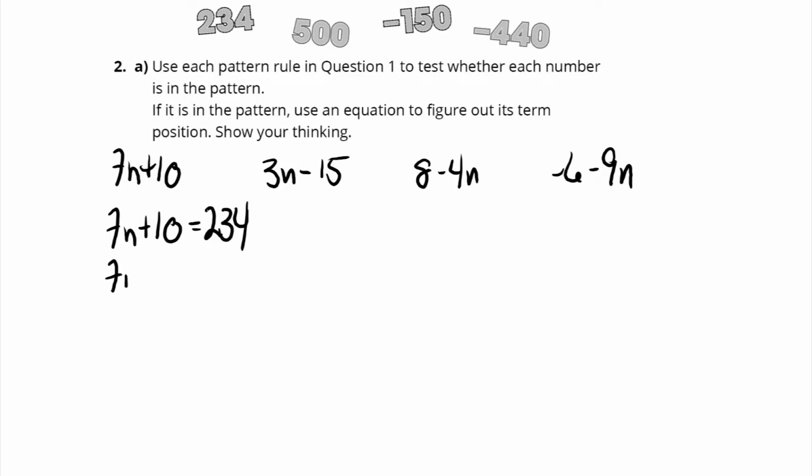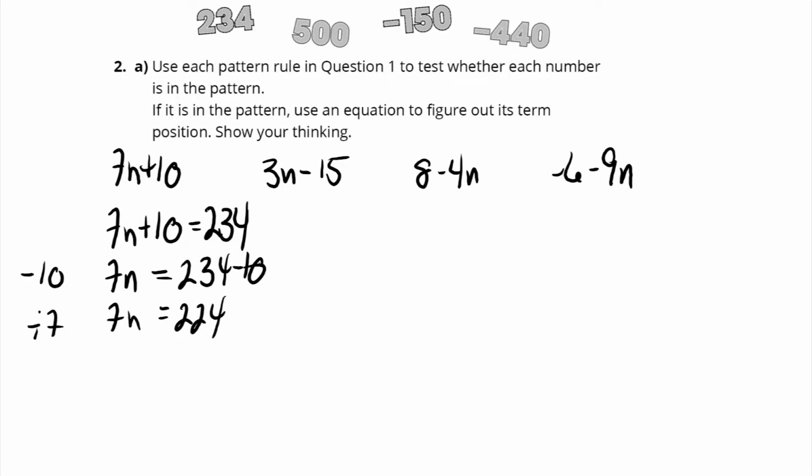So solving this using algebra, 7n plus 10 equals 234. We're going to subtract 10 from both sides, to get rid of the plus 10. So we end up with 7n is equal to 234 minus 10, which is equal to 224. So 7n is equal to 224. Now we need to divide both sides by 7 to get the n alone. So n is equal to 224 divided by 7, which is equal to 32.